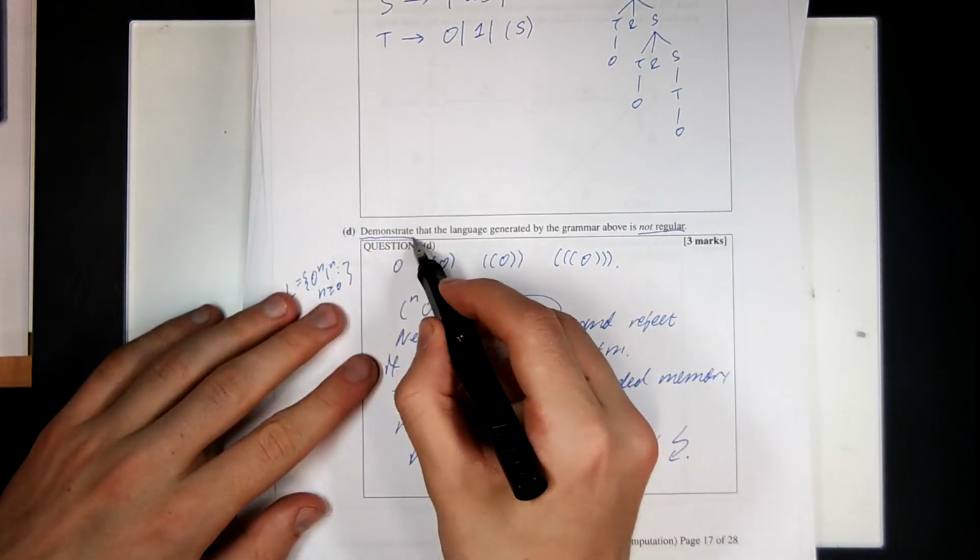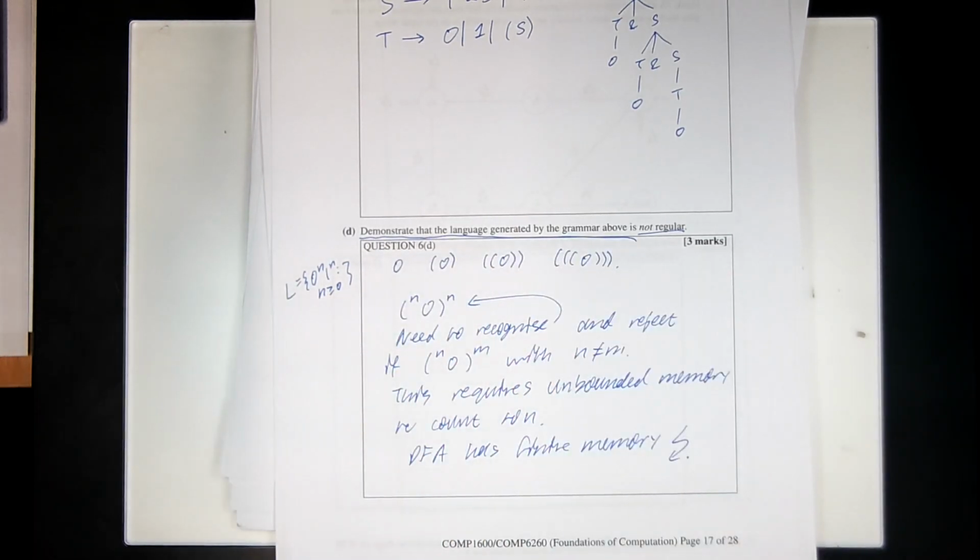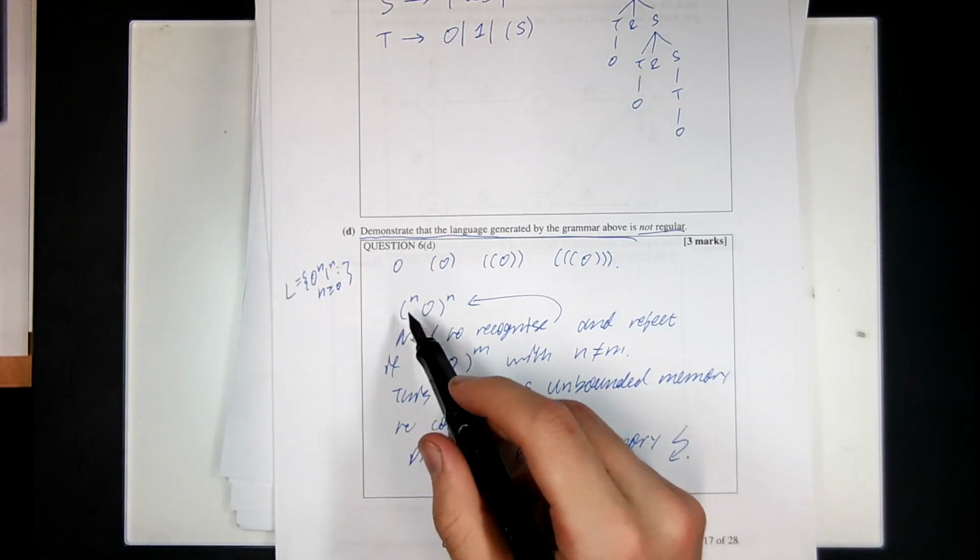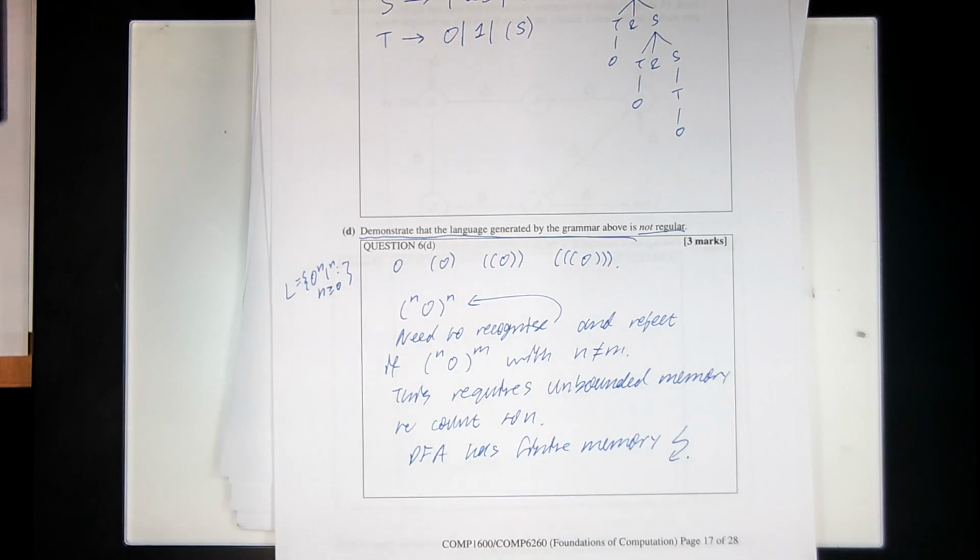This question says demonstrate that the language generated is not regular. It doesn't say formally prove it. So an informal justification based on an argument of I cannot count up arbitrarily high would be sufficient.